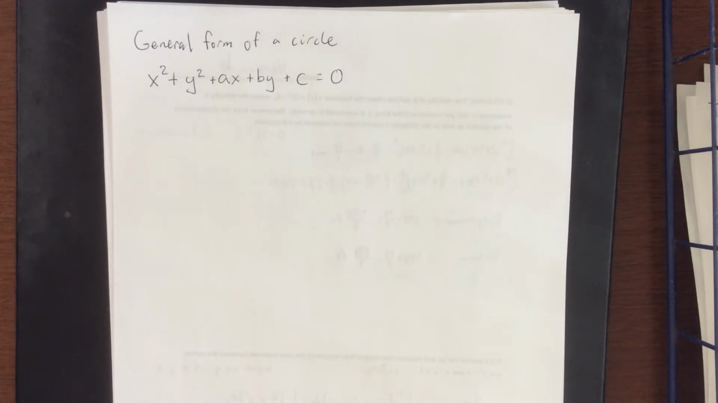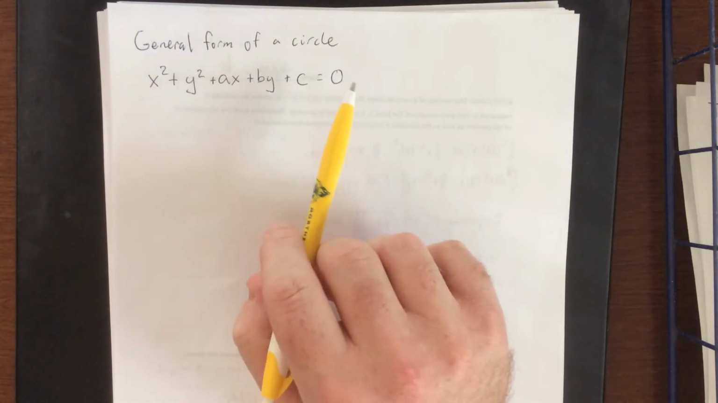So hopefully one of the things that we've taken out of the first couple videos is that standard form is awfully nice to work with when it comes to a circle. Unfortunately, I'm not a very nice person, which is why I'm not always going to give you standard form for a circle. On occasion, I'm going to give you general form of a circle.